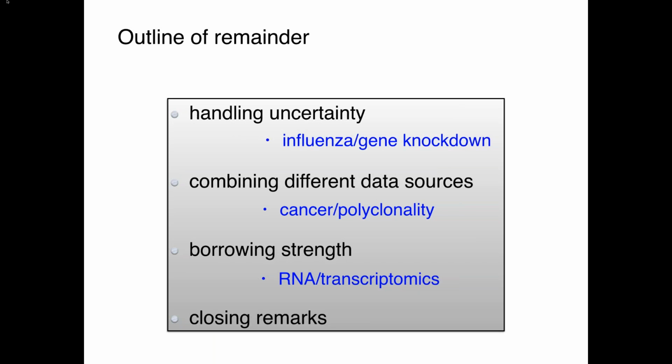I want to talk about three main features of Bayes going forward with the rest of my time. So I want to talk about three basic things: handling uncertainty, combining different data sources, and borrowing strength. And I'll use three different case study examples to illustrate these features of Bayesian inference. So let's go forward. Handling uncertainty.